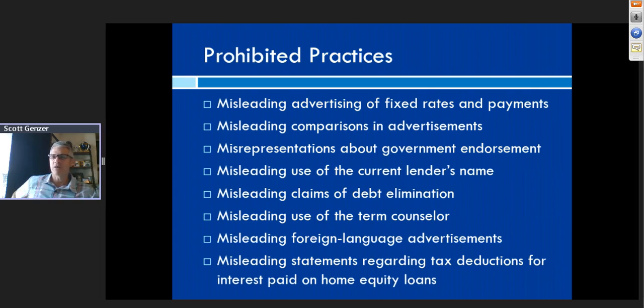None of us have a special government program, a government endorsement. We don't have the picture of the Capitol and an American flag flying, etc. Right? That would be a government endorsement. We don't get to say that. And misleading use of your current lender, not allowed to say. Contact us about your Chase mortgage. You're not Chase, you don't get to use that term.